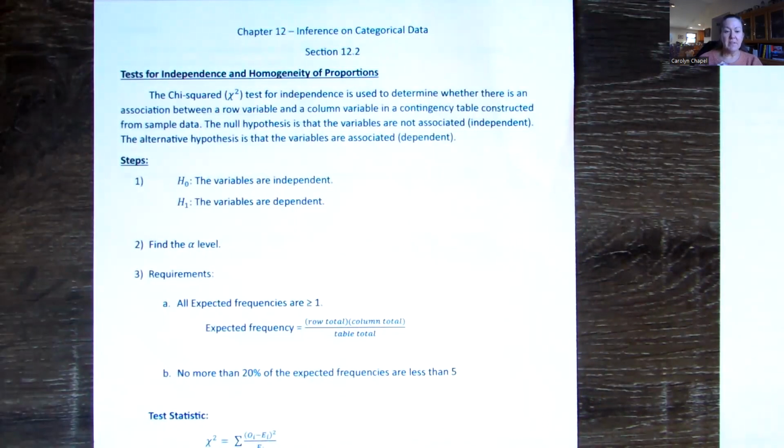And our null hypothesis is always going to be that they're independent, that they're not related, so they're not associated with the other. The alternative is that there is some sort of connection. Now, we won't be able to determine what that connection is exactly, but all we can say is that there is some sort of association, some sort of dependence. So step 1 is those hypotheses.